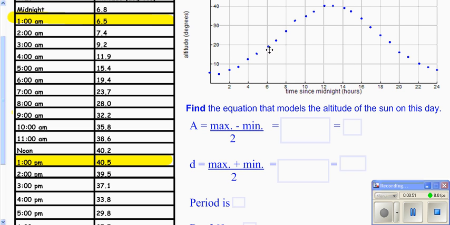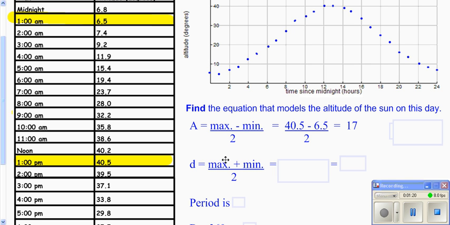Remember, your A and your B are always max minus min divided by 2. Here it looks to be about your maximum, here it looks to be about your minimum. But let's find your max and min looking at your table. Here you'll see your minimum, here you'll see your maximum. So let's go 40.5 minus our minimum of 6.5 divided by 2, and we type that into our calculator and we get 17.